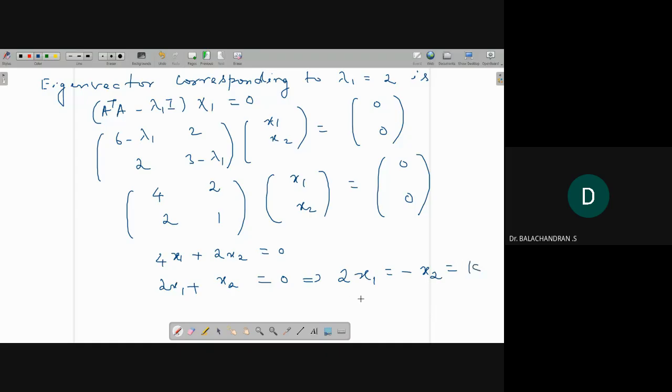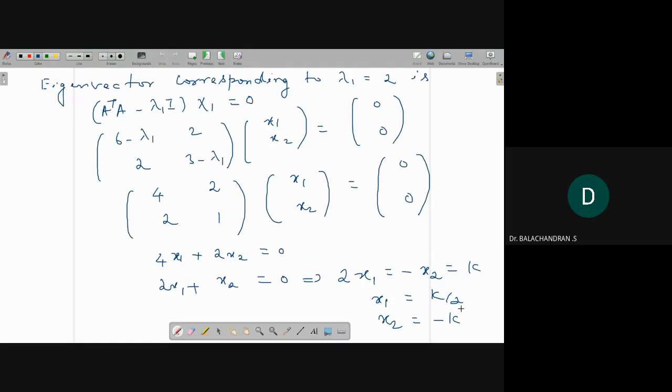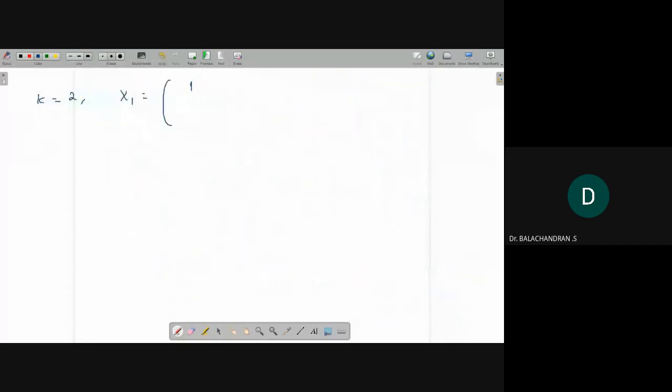What is small x1? Small x1 equal to k by 2, and x2 equal to minus k. Let us take k equal to 2 or minus 2. I will take k as 2. Then the first eigenvector x1 is 1 and minus 2.